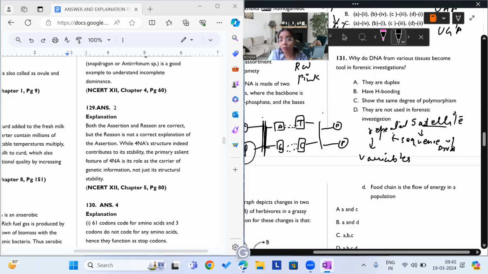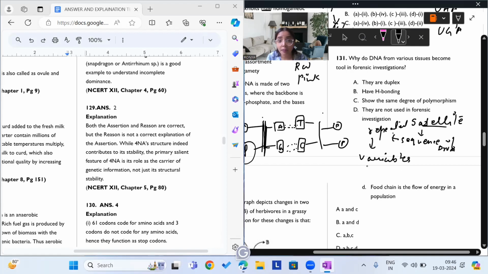Okay, and in your body also it is very specific. That is, how many times the satellite DNA is repeated is very specific to your body. So this feature can be utilized to identify you also. That is why it is very important. That is why DNA is used in forensic investigations.